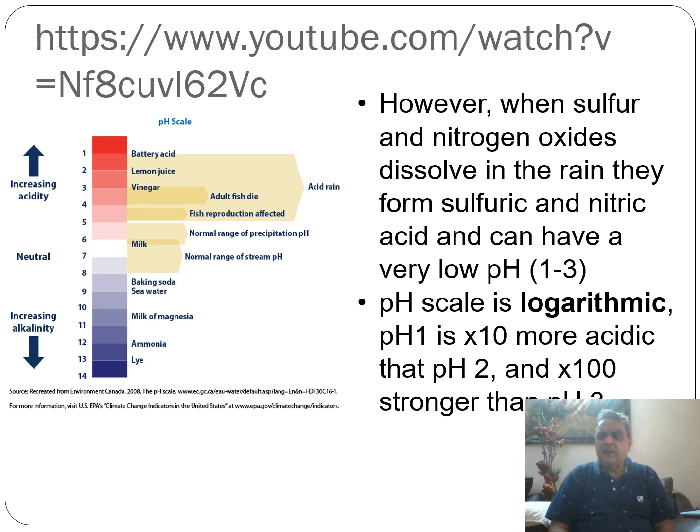When sulfur and nitrogen oxides dissolve in the rain, they form sulfuric and nitric acid and can have a very low pH, between pH 1 and 3 in this pH scale. The pH scale is logarithmic. pH 1 is 10 times more acidic than pH 2, and 100 times stronger than pH 3. You can see that sulfur and nitrogen oxides are the two primary causes of acid rain.